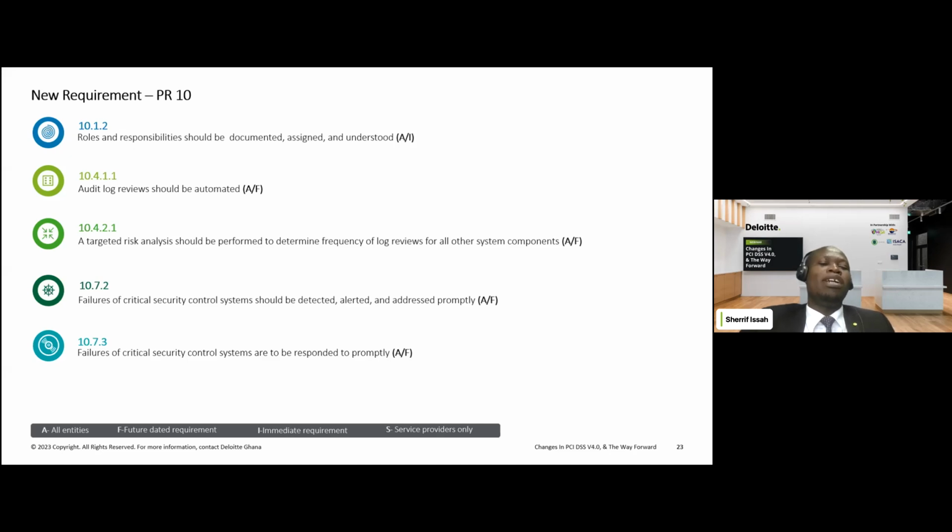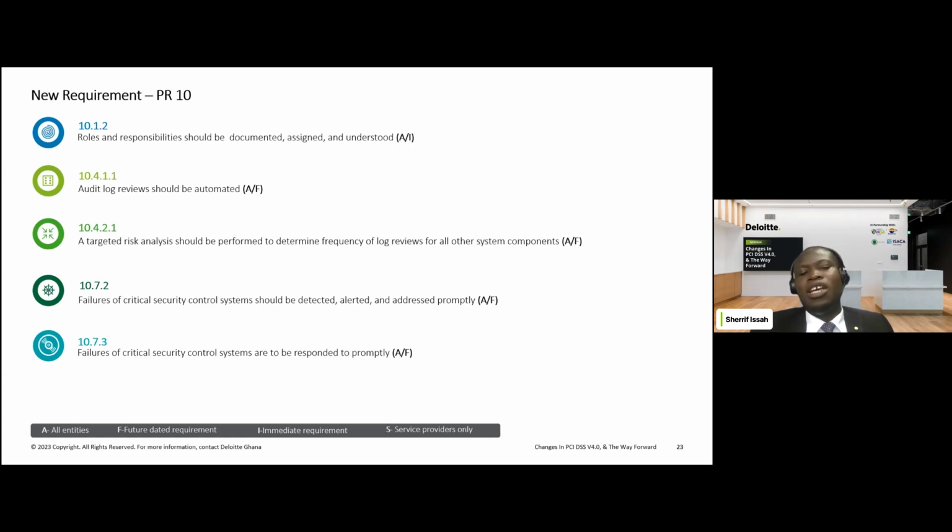So under 10.4.2.1, it also says that there should be a targeted risk analysis to determine the frequency of log reviews for all other system components. So what this means is that if you look at 10.4.2, it specifies frequency for reviewing certain event logs, like logs from critical systems, logs for systems within the CDE, logs from systems that provide security services. So it specifies some frequencies, saying that aside from this set of assets, if you are to review the logs of the other systems, there's a need to do a risk analysis to determine the frequency of such review.